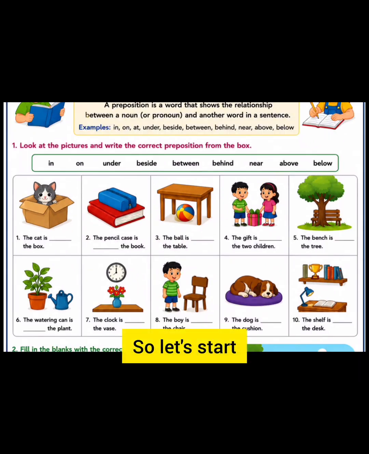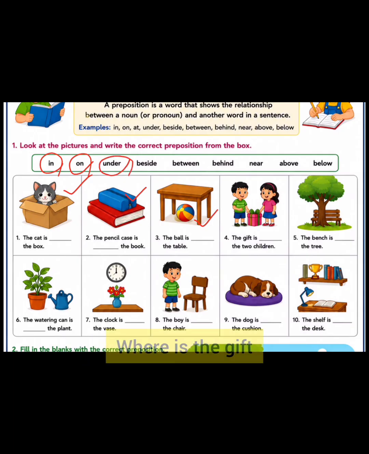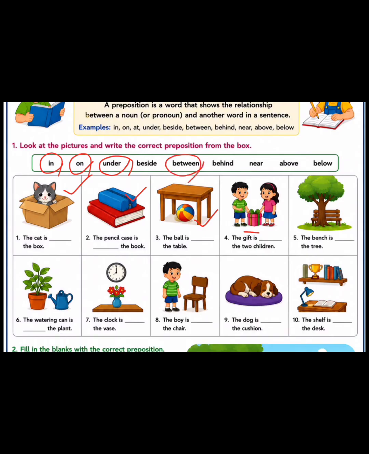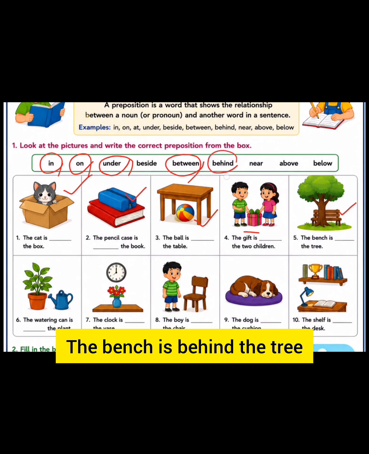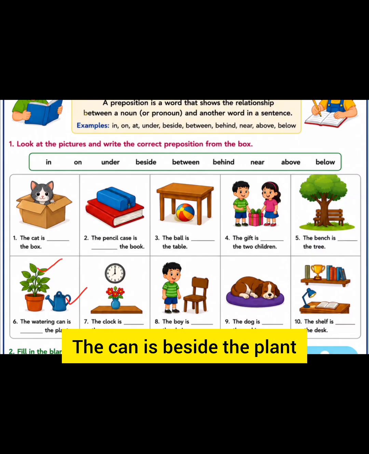Okay, so let's start. The cat is in the box. The pencil case is on the book. Where is the ball? The ball is under the table. Where is the gift? The gift is between two children. Where is the bench? The bench is behind the tree. Where is the can? The can is beside the plant.